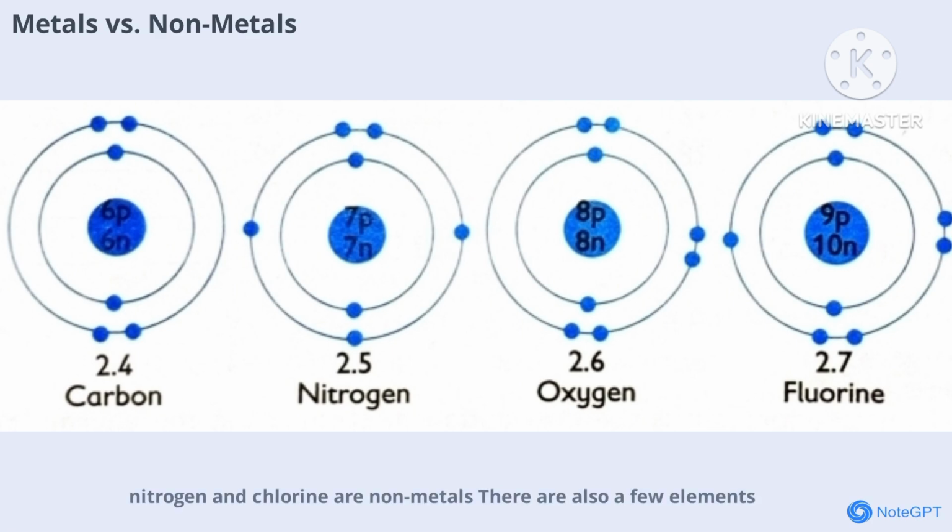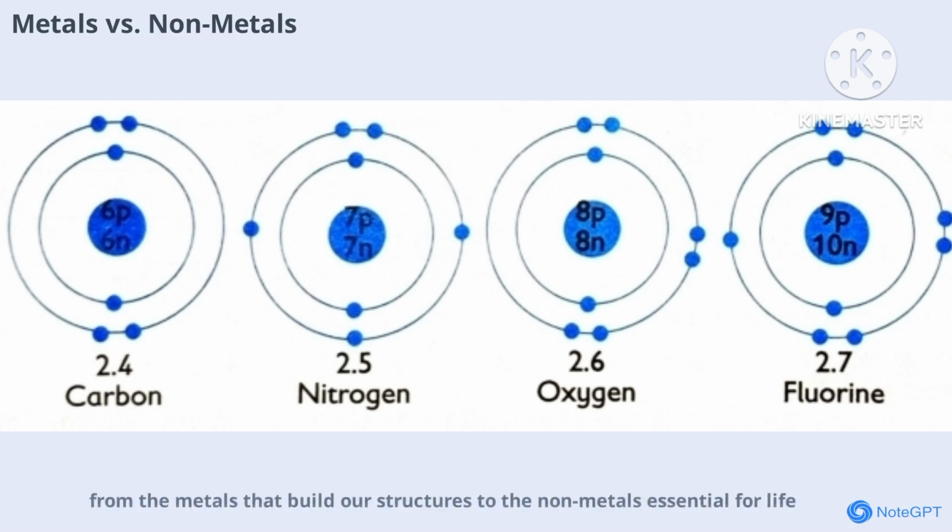There are also a few elements like boron and silicon that don't fit neatly into either category. This classification helps us predict the properties and uses of different elements, from the metals that build our structures to the nonmetals essential for life.